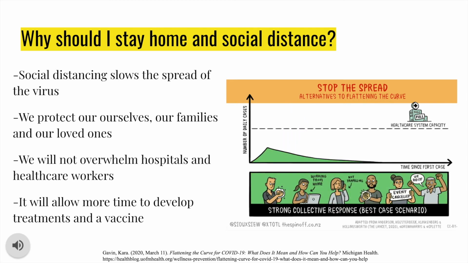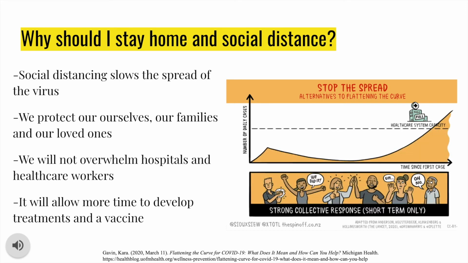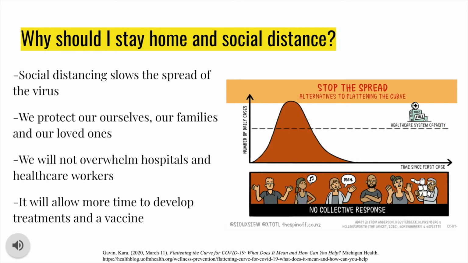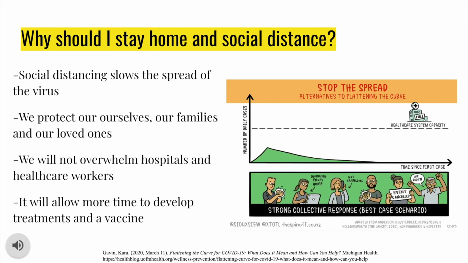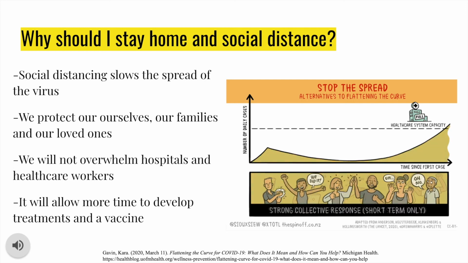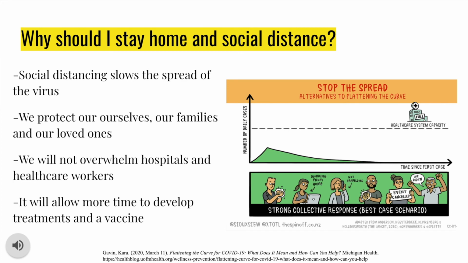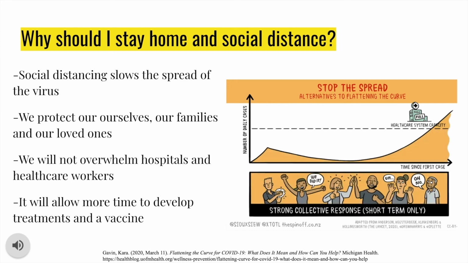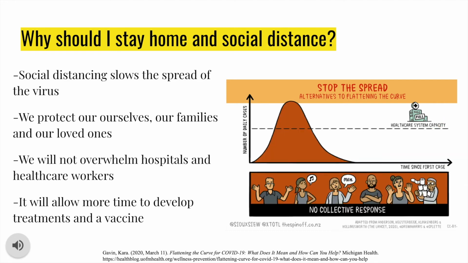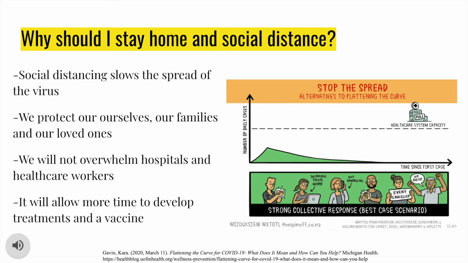And there are so many other reasons that it's so important for you to social distance and quarantine. As you can see from this graph on the screen here, social distancing slows the spread of the disease, so fewer people get it over a longer period of time. We protect ourselves, our families, and our loved ones. So although you may be healthy, you may give it to a friend or someone who has a person with health conditions or somebody elderly in their home who maybe won't recover from it as quickly or as easily as you will. We will not overwhelm hospitals and healthcare workers.